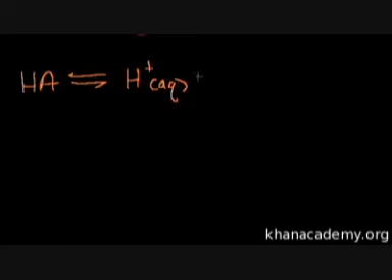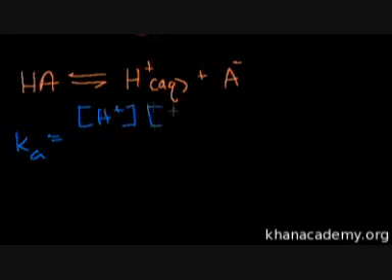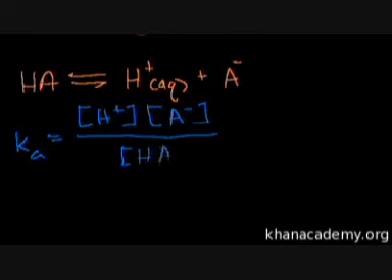Rewrite the equation again. So HA is in equilibrium. Everything's in an aqueous solution with hydrogen and its conjugate base. We know that there's an equilibrium constant for this. We've done many videos on that. The equilibrium constant here is equal to the concentration of our hydrogen proton times the concentration of our conjugate base. When I say concentration, I'm talking molarity, moles per liter, divided by the concentration of our weak acid.